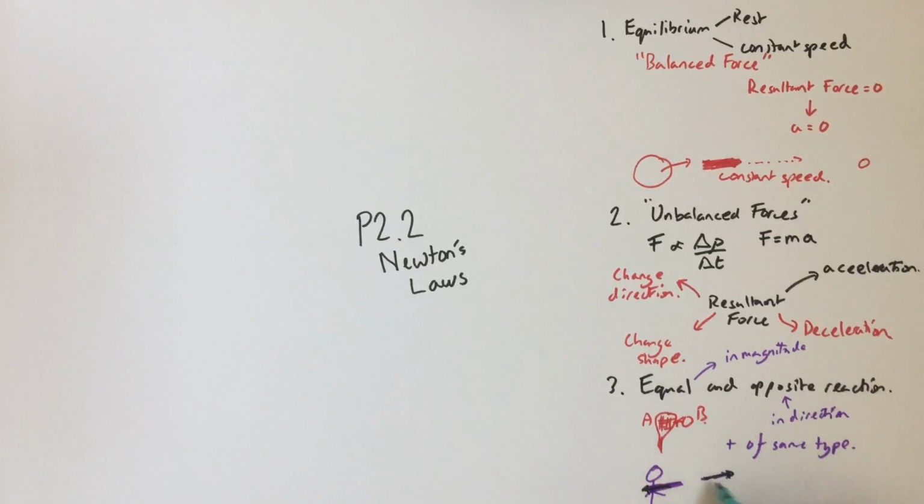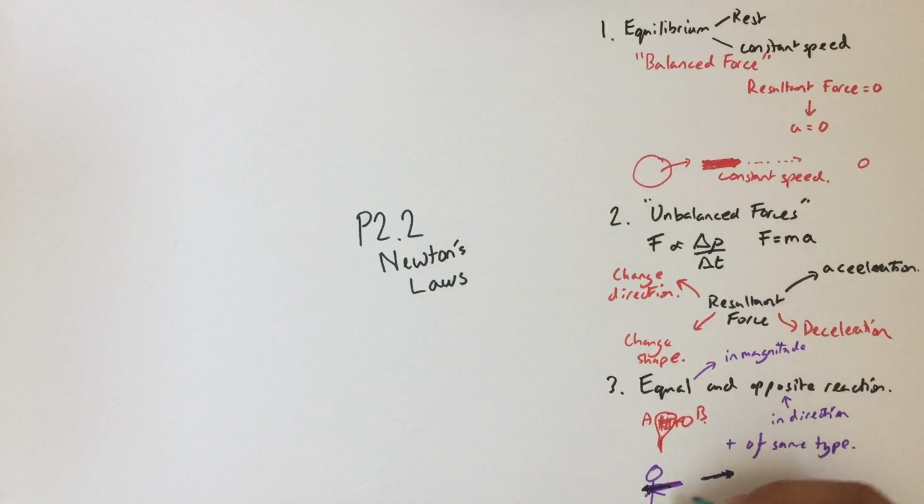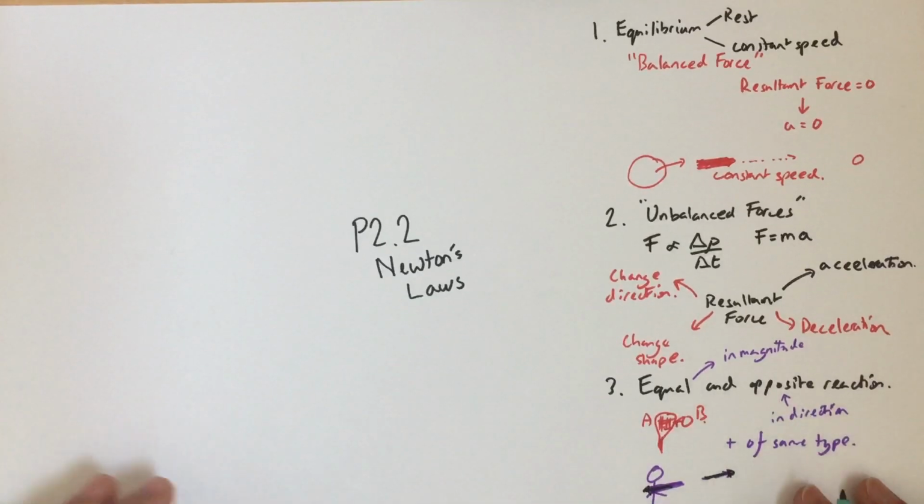Those forces are equal in magnitude, but opposite in direction, and they're both the same type. Interestingly, because the mass of the rifle is a lot bigger than the mass of the bullet, the acceleration of these two objects is not the same, but the force is. So the acceleration of the bullet is going to be a lot faster than the acceleration of the rifle, but they will be equal and opposite.